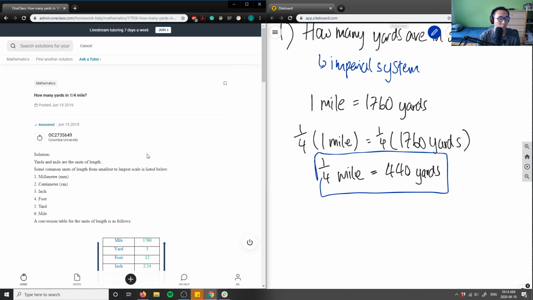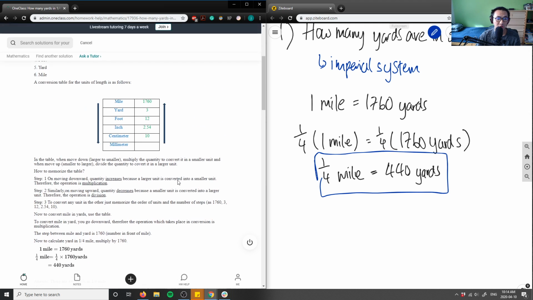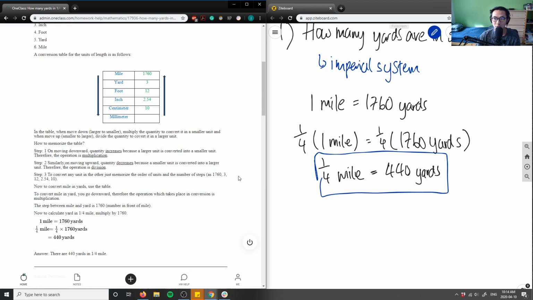How many yards are in 1/4 mile? So they use the exact same thing as me. I wrote 1 mile equals 1760 yards. 1/4 mile equals, and then you would multiply both sides by 1/4. You get 440 yards in 1/4 of a mile. So this is good. I like this solution. This solution is not bad.